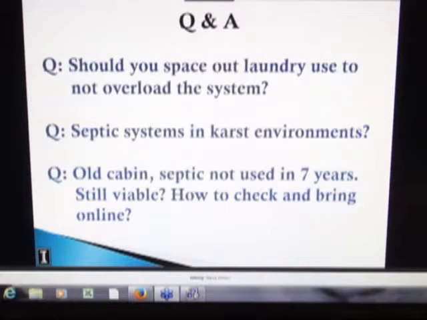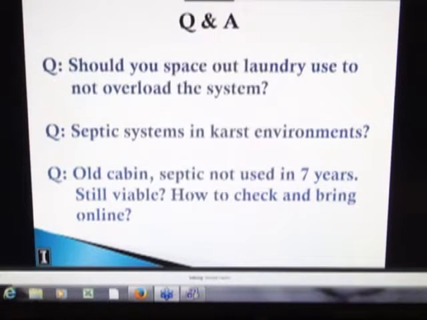So Pete, for the last, or Ron, I'm sorry, for the last question, these folks are going to use an old cabin that hasn't been used in 7 years. Is the septic system still viable? Is there a way to check that and bring it back online? What are the pitfalls there?